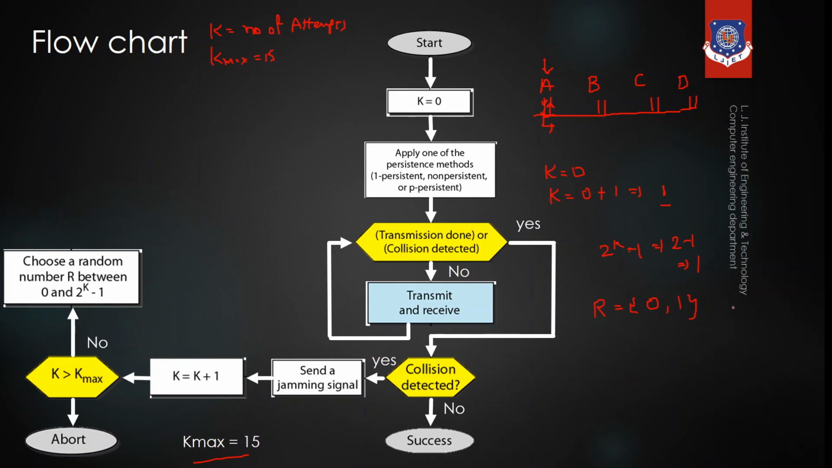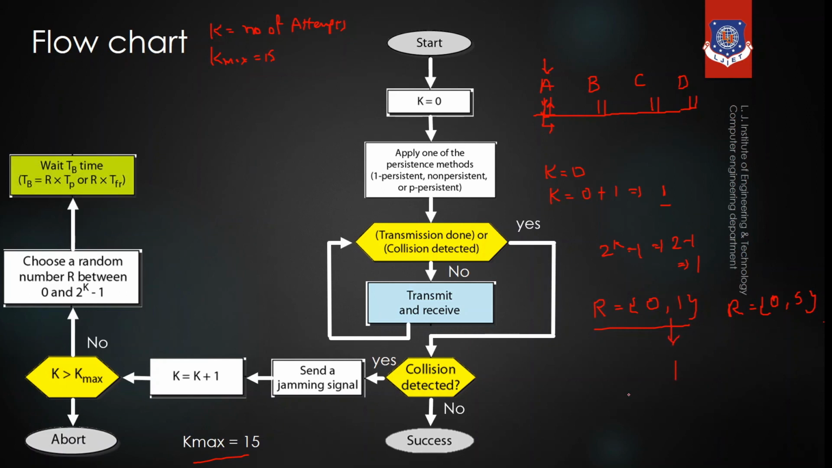Suppose if we are getting R as 0 to 5, then the range of R would be 0, 1, 2, 3, 4 and 5, and we will select a random number from this range. But right now in our case the value of R is 0 to 1, so we have only two numbers, 0 and 1. The sender will randomly select one number. So suppose it is selecting 1.